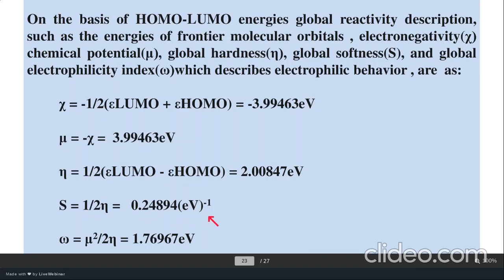After that, we calculate the global electrophilicity index, which can be calculated by using the term mu square upon 2 eta. Mu is the chemical potential and eta is the global hardness.